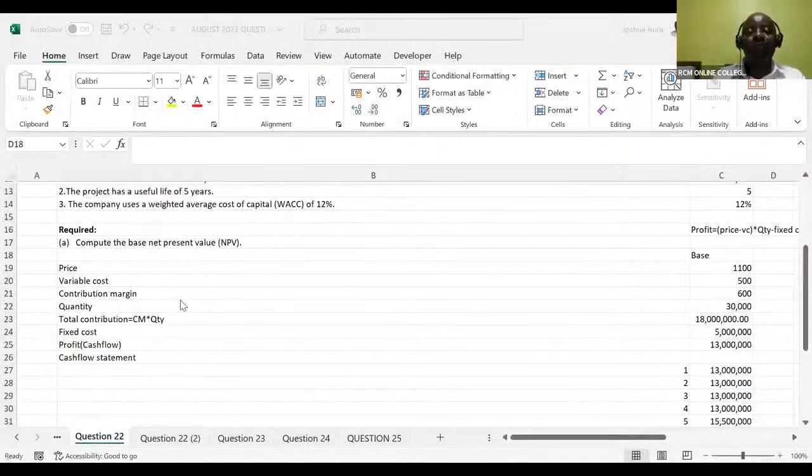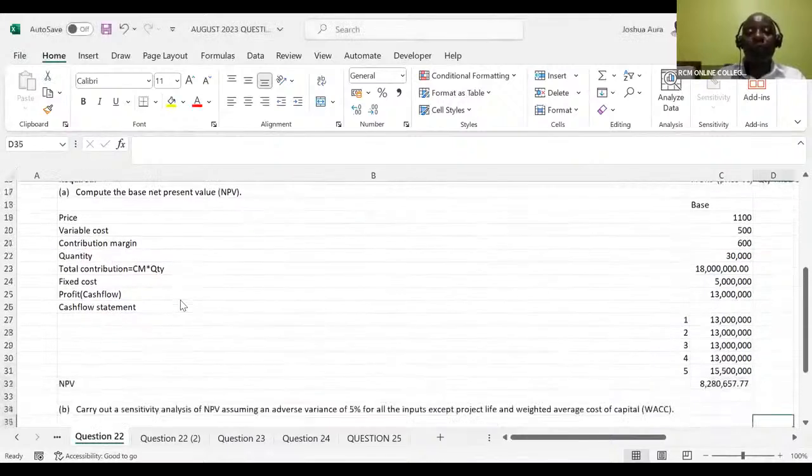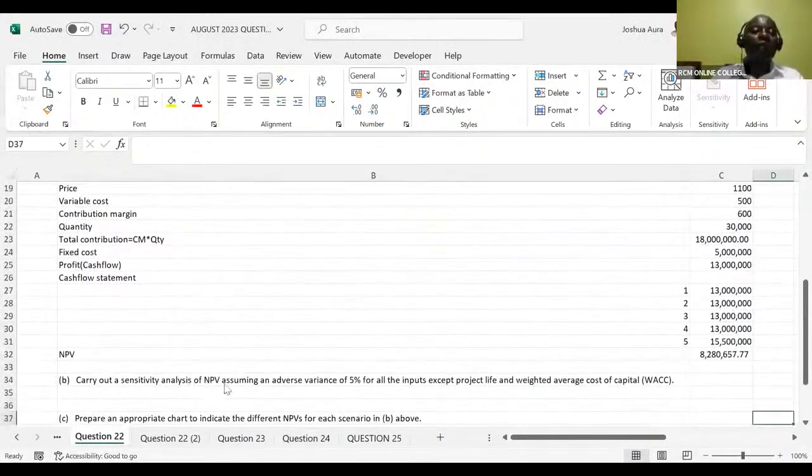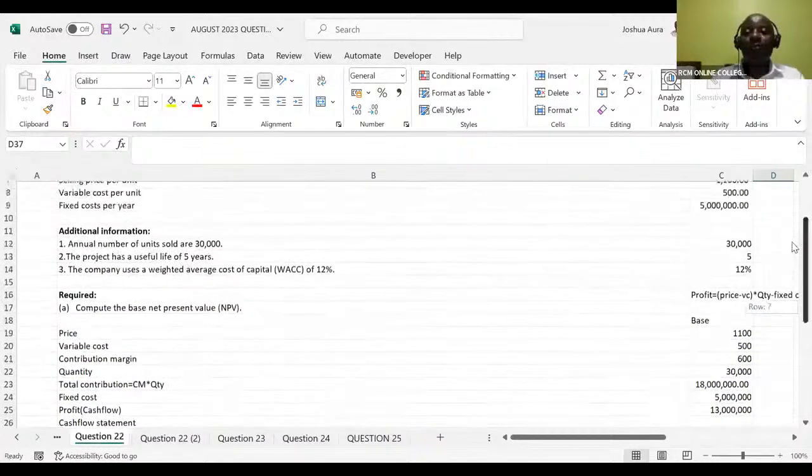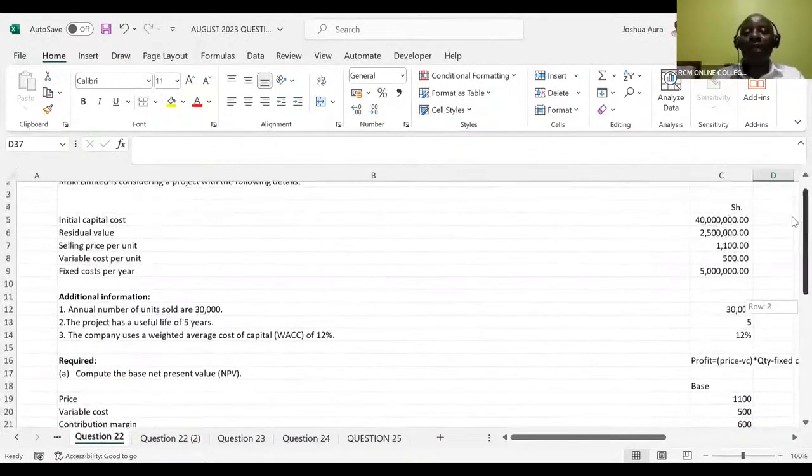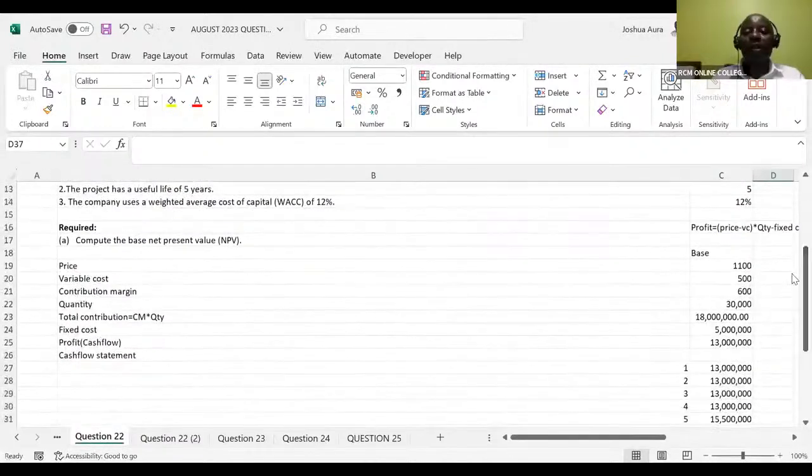Let me just come back to this question. Carry out a sensitivity analysis of NPV, assuming an adverse variance of 5% for all the inputs except project life and WACC. So I'll start with the first variable here, which is price. So reduce the price by 5%. I'll come here.